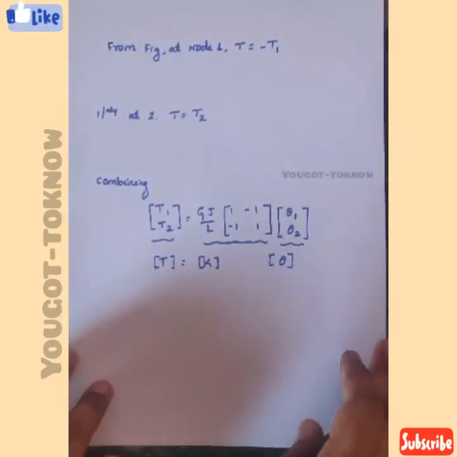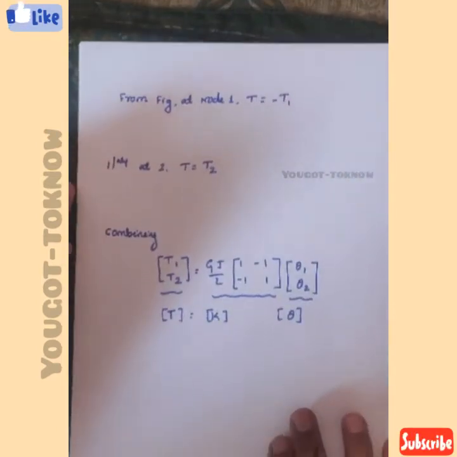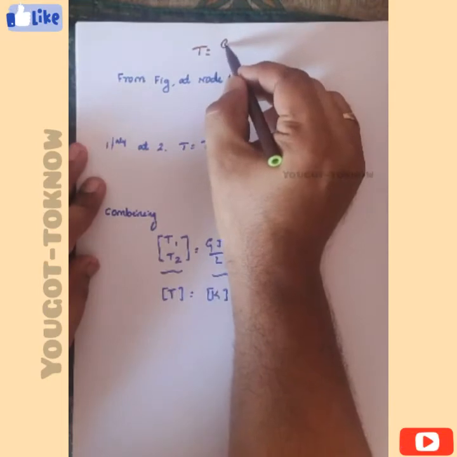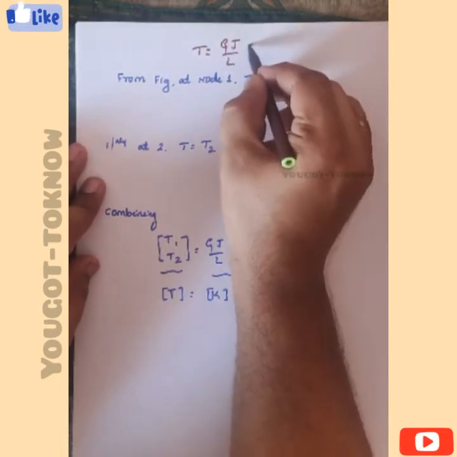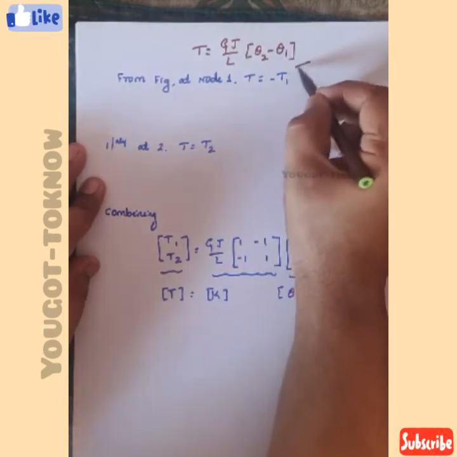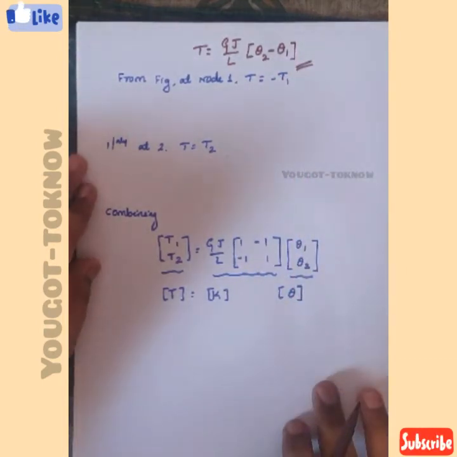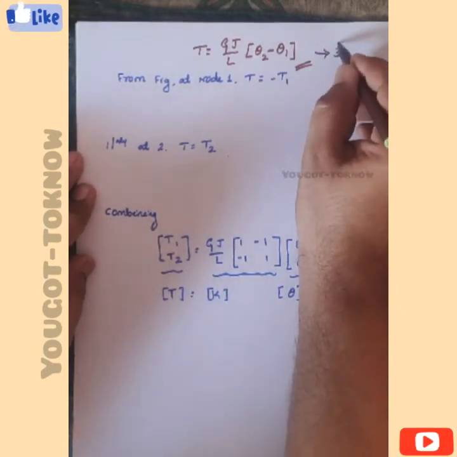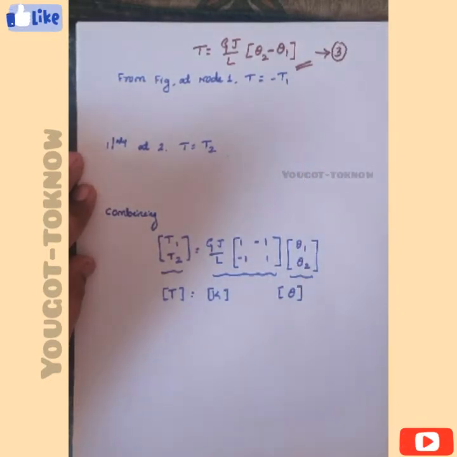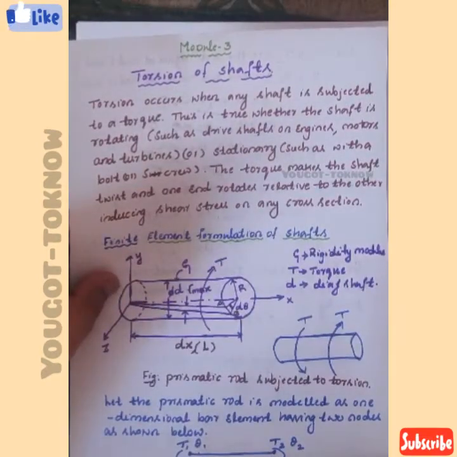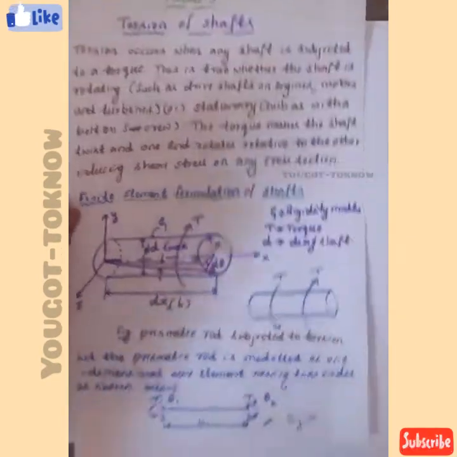I will write the equation for torque, that is T is equal to G J by L into theta 2 minus theta 1. I will take this as equation number 3. So now in equation 3, from the figure, the second figure, that means figure 2. You can take this as figure 2.